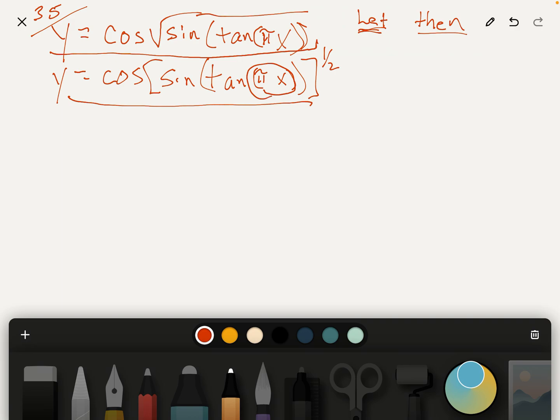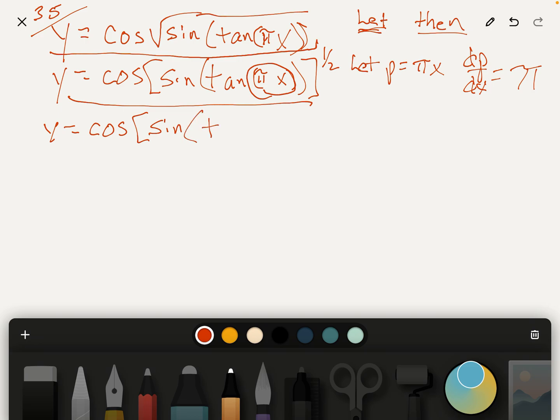So the simplest formula is pi x. So let p equal pi x, then dp dx equals pi. And then, again, following our step-by-step method to avoid getting confused at all, we rewrite the equation with our new substitution. And it's a little tedious to have to write everything over and over again, but this is the way to see what's happening and to make sure you don't get mixed up. So sine of tangent p to the 1/2.